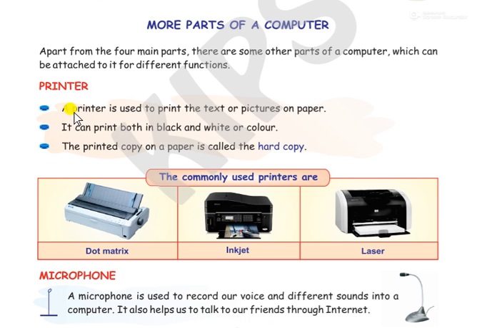See this first line. A printer is used to print the text or pictures on paper. It prints on the paper, it does not show the text on the monitor, right? So that answer became false. Now clear to all? So this exercise.